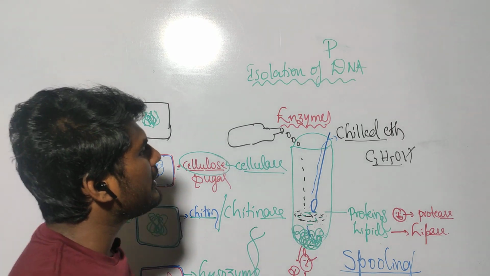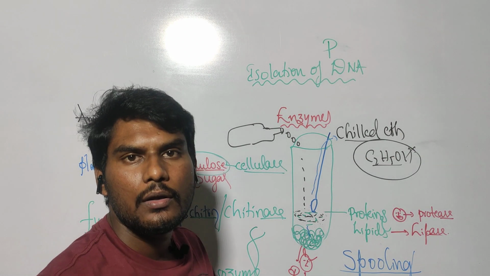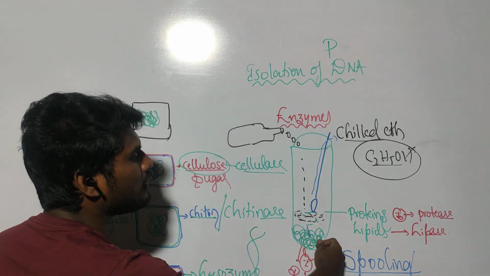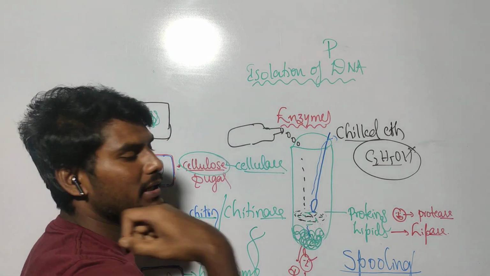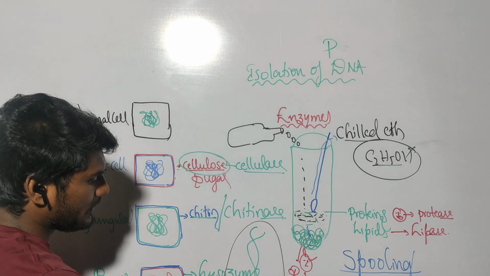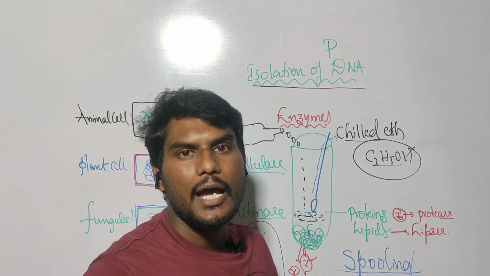And the third one is what is adding for the separation of DNA? Chilled ethanol. The chilled ethanol is added for separation of DNA, and after separation you are taking out with the spoon, small threads. That process is called spooling, and finally you take out the DNA. So isolation of DNA is happened. First part, isolation of DNA.